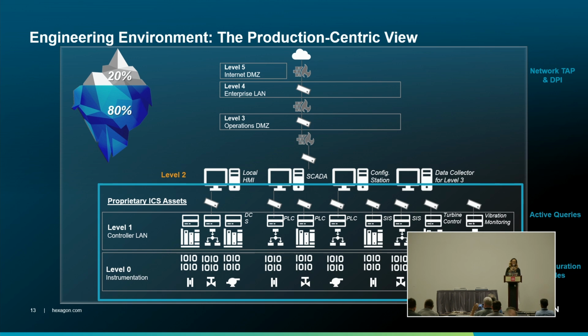Even though they can see there's a DCS, they can see there's a PLC, they're not going to be able to see the configuration changes to compare them side by side. They're not going to be able to see the instrumentation systems, those sensors and actuators I was telling you about. On the right-hand side, I tried to layer it so you can see how this all works together. Network tap and DPI utilize the network. Active query is leveraged to get a little bit deeper, but then you need to pull from the configuration files if you want to see all of the asset information.